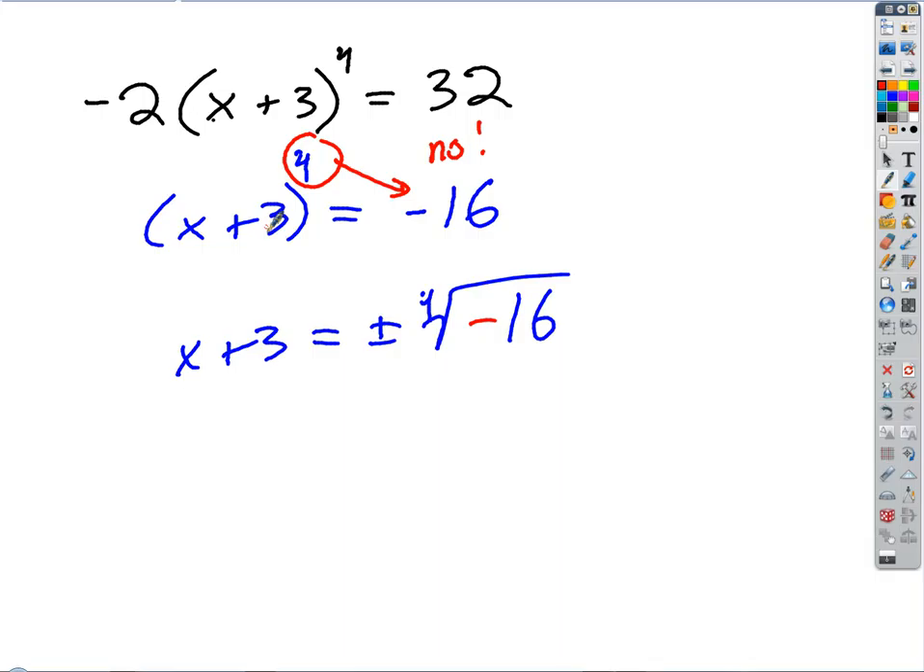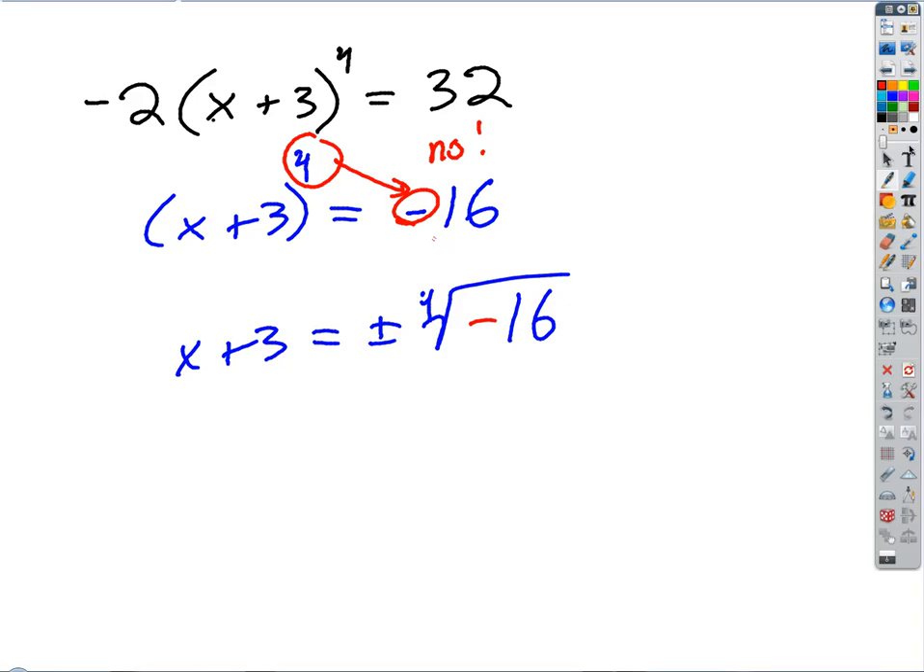Any number, regardless of what x is, when I take x plus 3 to the 4th, what's the sign have to be? Positive, right? Any number to an even power is always positive. It could be 0, I guess, but it can't be negative, can it? I can't take any number to an even power and get a negative result. So we can see right away that that's impossible. So the answer is no solution. Okay? You get that? Okay?